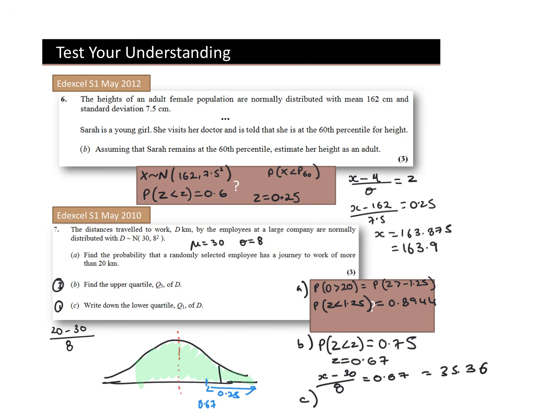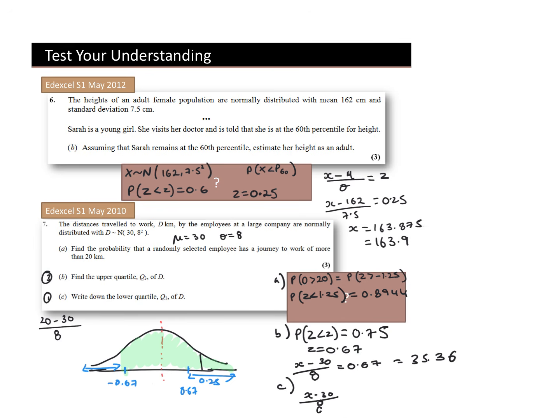If we use symmetry, that means to get from here to here, 0.25, this must be minus 0.67. So all we're doing is using the same thing, x minus 30 over 8, but it equals minus 0.67, okay? So then our x is 8 times minus 0.67, and then we plus 30, so I get 24.64.